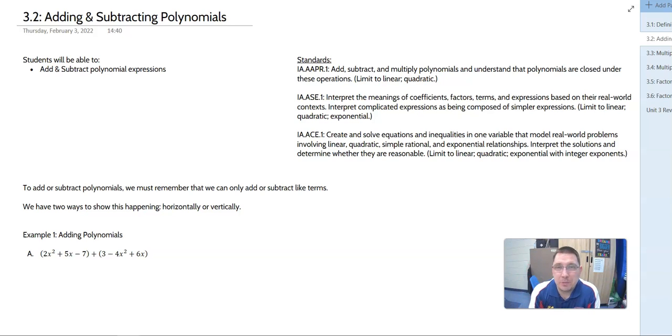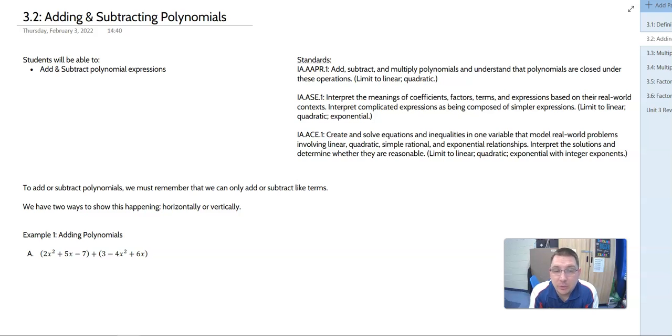Today we're going to look at 3.2 on adding and subtracting polynomials. In this section, you're going to be able to add and subtract polynomial expressions. And so these are under the same standards that we looked at in 3.1 on adding, subtracting, and multiplying polynomials, and understanding that polynomials are closed under those operations, and being able to interpret the meaning and coefficient of coefficients, factors, terms, and expressions based on real-world context.